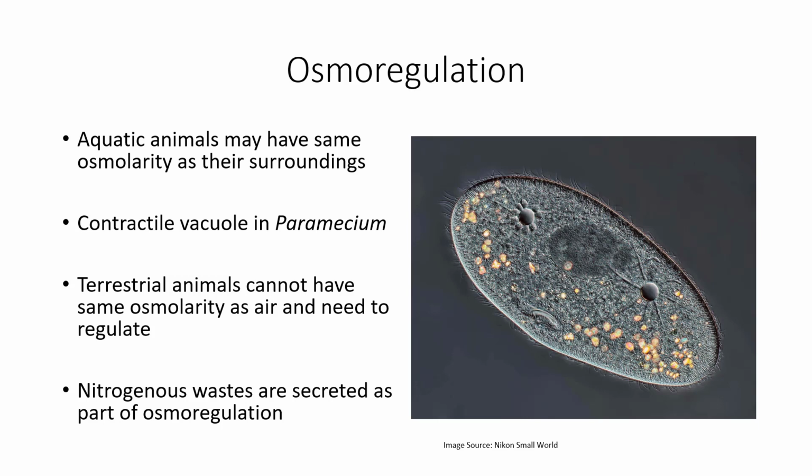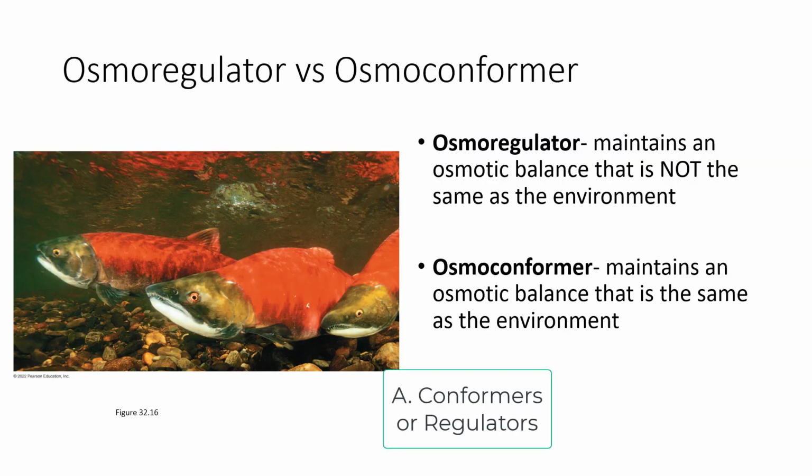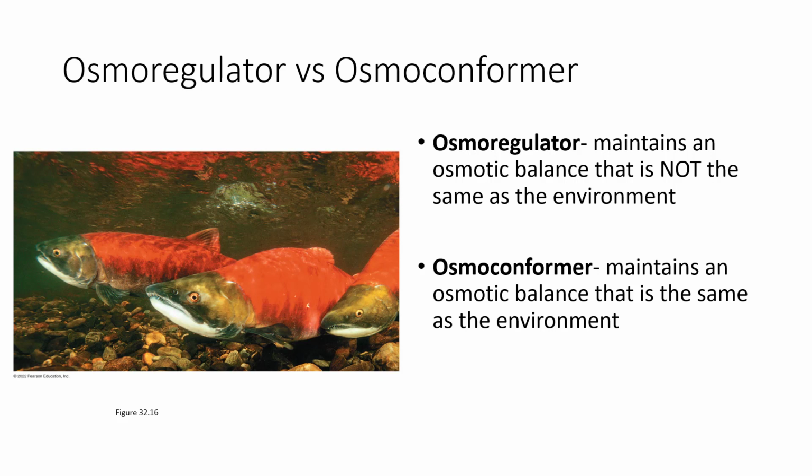Terrestrial animals cannot have the same osmolarity as air because air is very dry, and terrestrial animals will need to regulate their osmolarity. Nitrogenous wastes just happen to be secreted as part of osmoregulation. Animals can be osmoregulators or they can be osmoconformers. As I mentioned, if you're isoosmotic to your environment, then you're an osmoconformer. You're just the same osmotic balance as the environment. But most organisms are osmoregulators. They're going to maintain an osmotic balance that is not the same as the environment. We're not really going to look at plants, fungi, and bacteria here. We're going to focus on how animals osmoregulate.